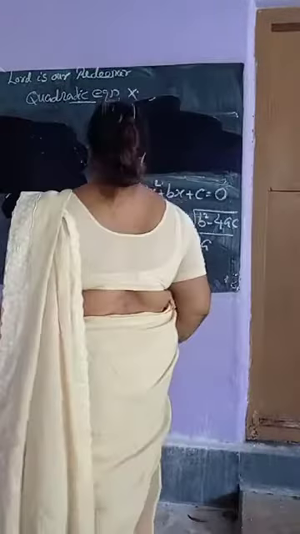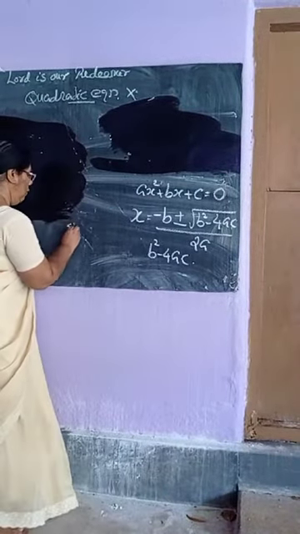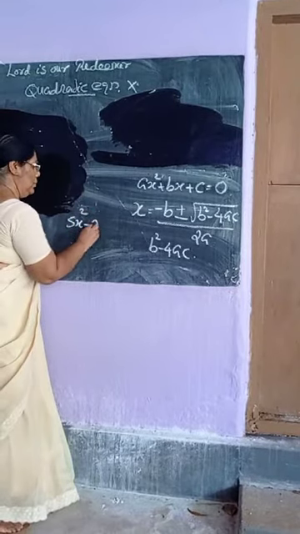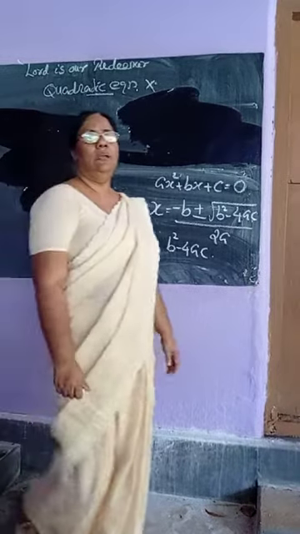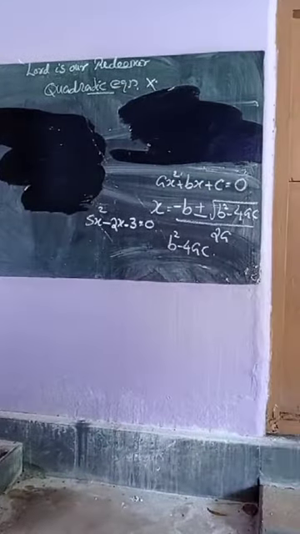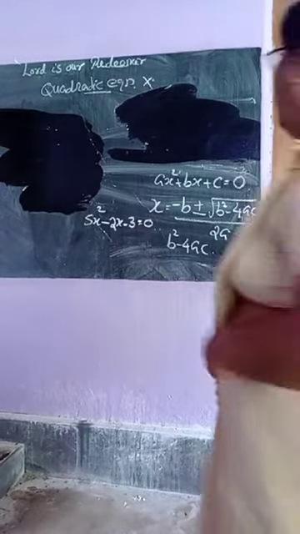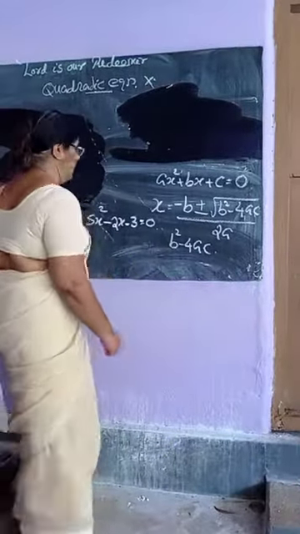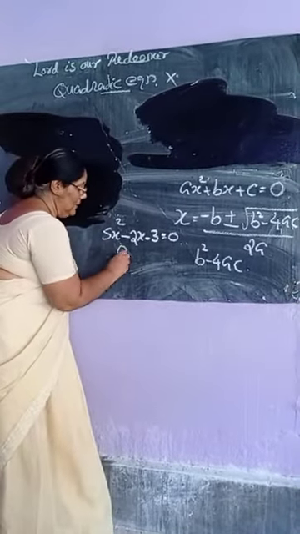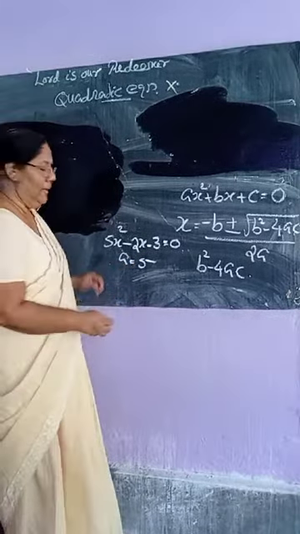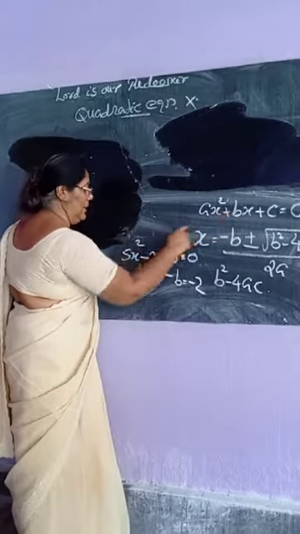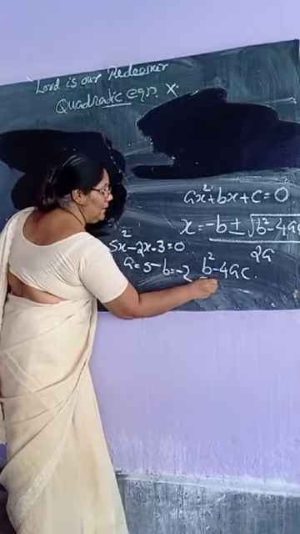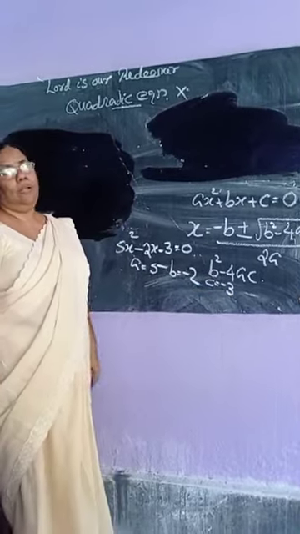Question is: solve 5x square minus 2x minus 3 equal to 0. Write the question. Yes, students, all of you look here. What is A? A is equal to 5. What is B? B is equal to minus 2. Compare with the general equation. And C is equal to minus 3.